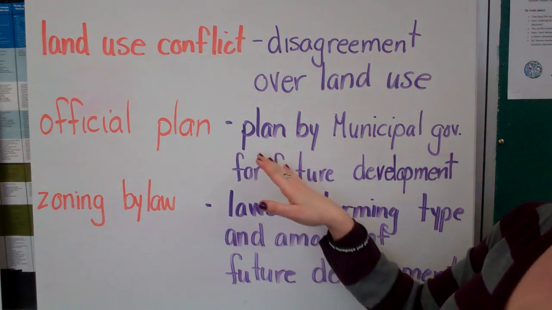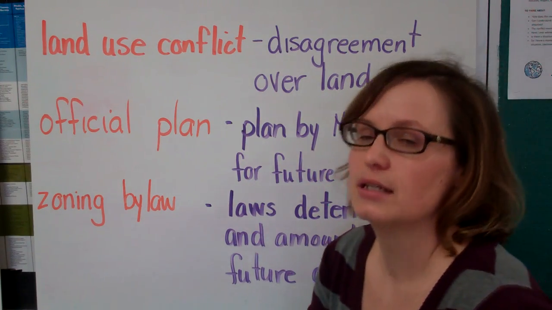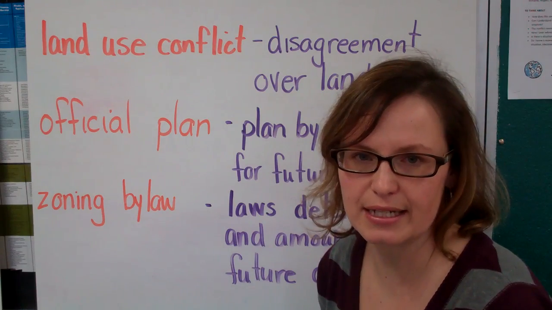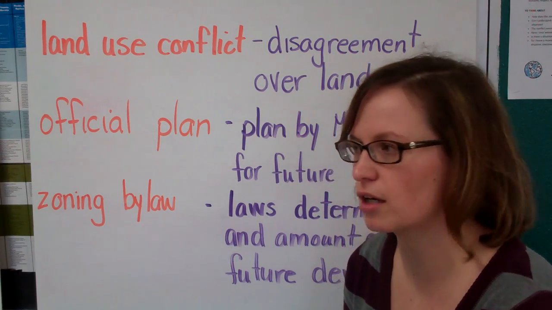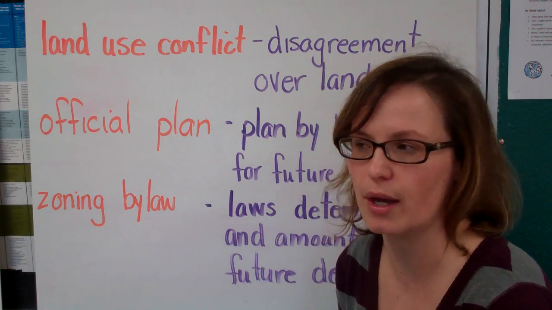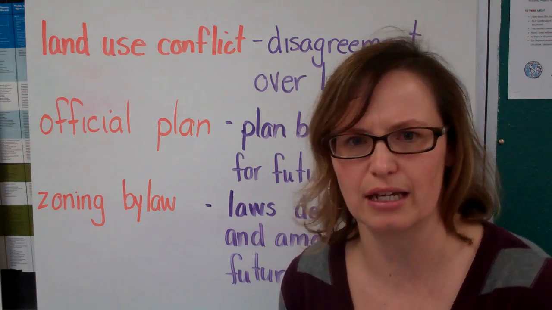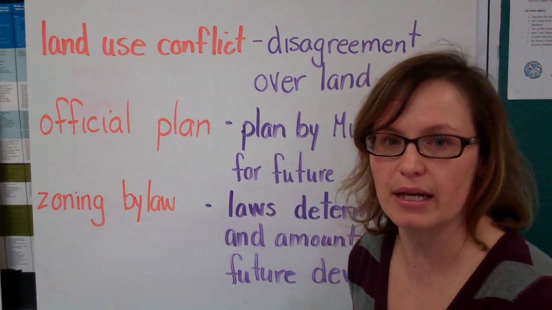Official plan. A plan created by a municipal government for future development. Now, when we're creating cities and communities, there's an official plan. It's not just, let's put houses over here, let's put a business over here. There's a plan, there's a lot of work and thought that goes into it. They take a lot of issues like movement and population, natural resources, and the environment into account.